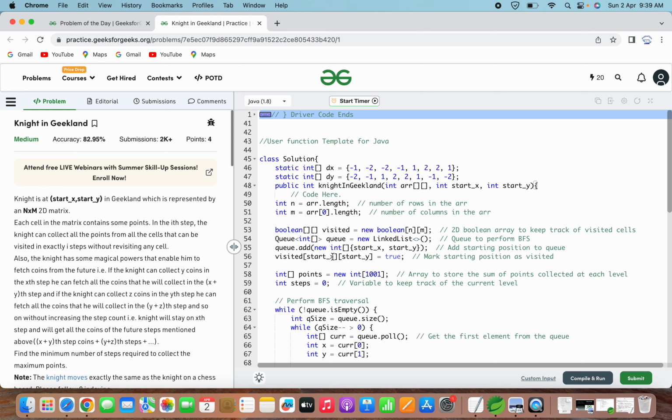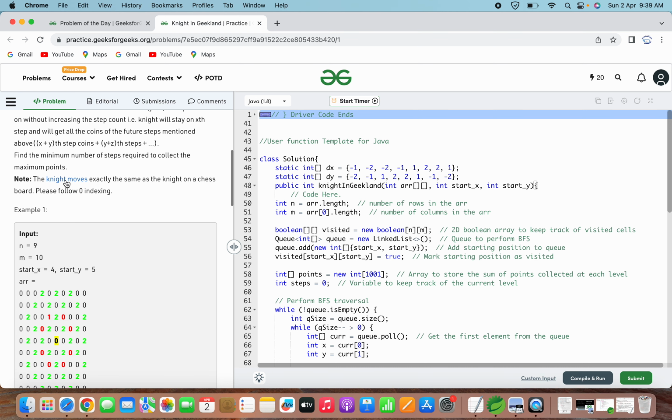Here we are using two integer 1D arrays, called DX and DY, to represent the possible movements of the knight. Each element in DX and DY represents the horizontal and the vertical movement. Here you can see the first DX value is -1 and DY is -2. So what exactly does it mean? Let me open it here in a separate tab. Okay, so here it is -1 and -2.